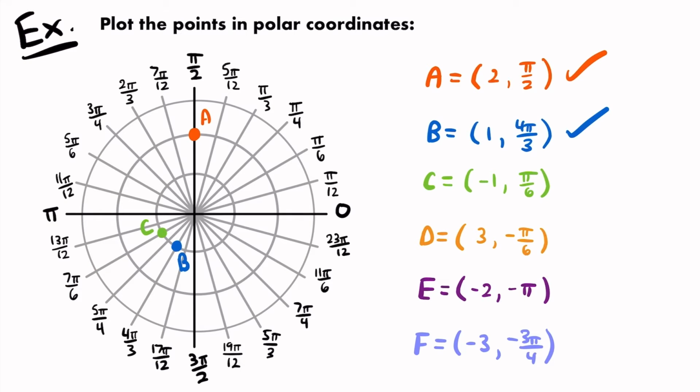So that is C. Okay, so just remember, when the radius is negative, you need to reflect your point from where it would have been if that radius was positive. Okay, so that's point C. Now let's look at point D.